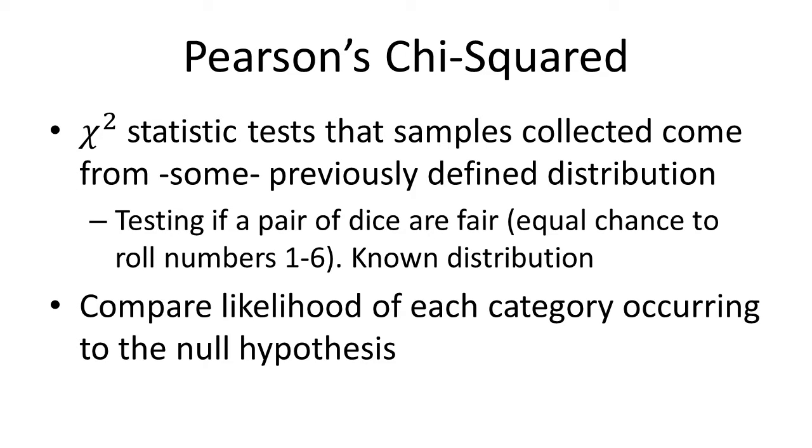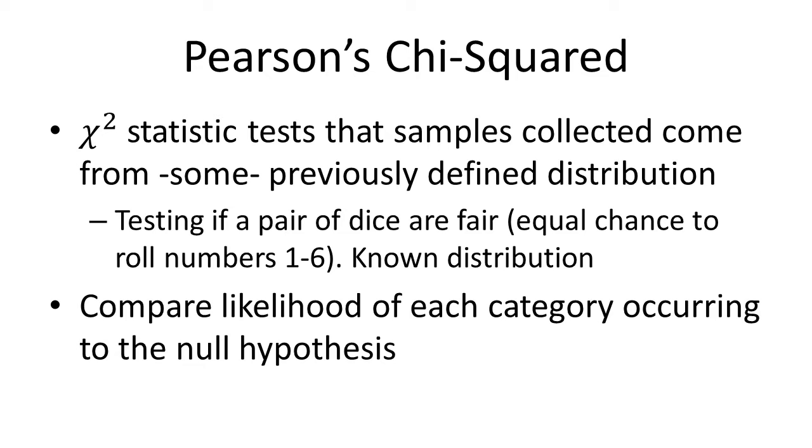So Pearson's chi-squared, where chi is the Greek letter for x, is a statistic that basically figures out whether the sample that you collected comes from some previously defined distribution. What's nice about this one is, as long as you know what the distribution is and how to formulate it, then you can test chi-squared against anything. This is also used a lot in comparing your models. You have a model of expected data and then the data that you actually have that you want to test against.